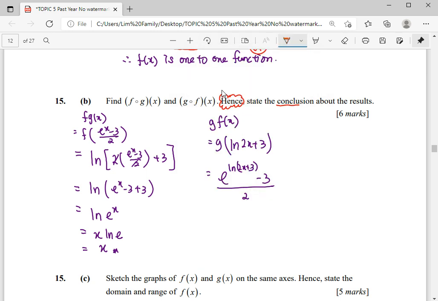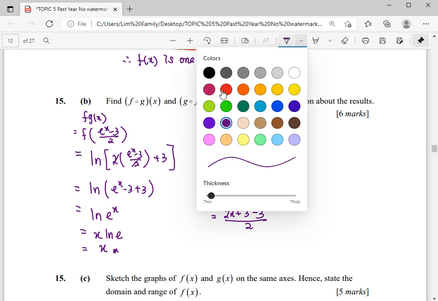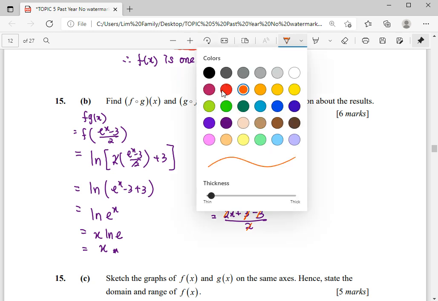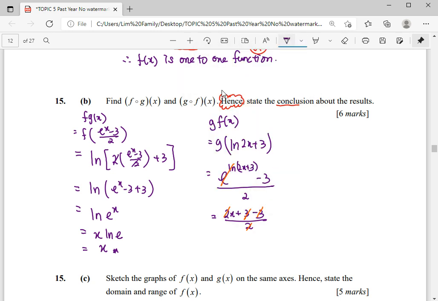So we can notice that e to the power of ln can be simplified. After we simplify, we get (2x plus 3 minus 3) over 2. Then plus 3 minus 3 can also be simplified, and 2 divided by 2 can also be simplified. Lastly, we also get x. Therefore, when we composite, we get x.